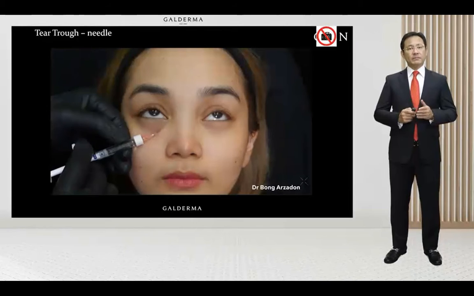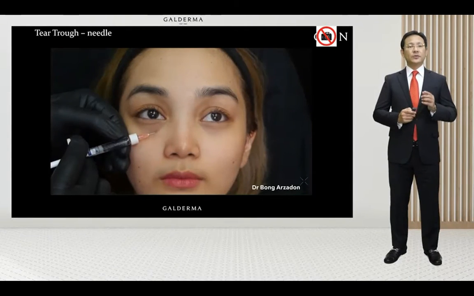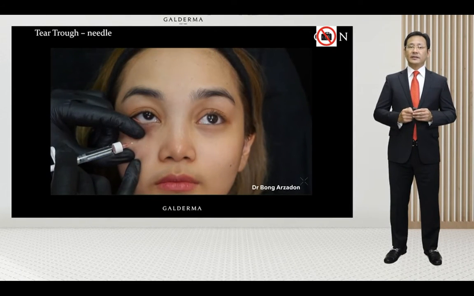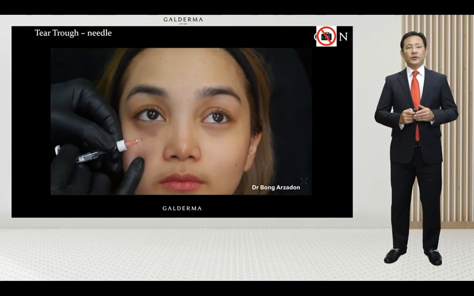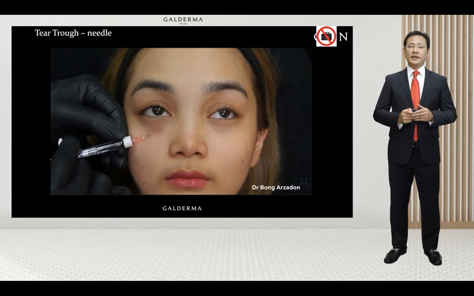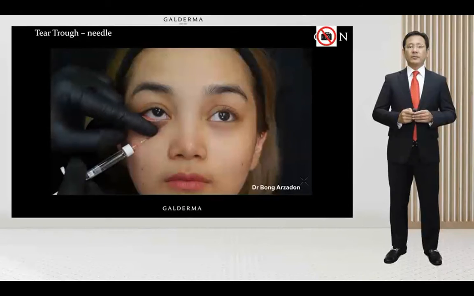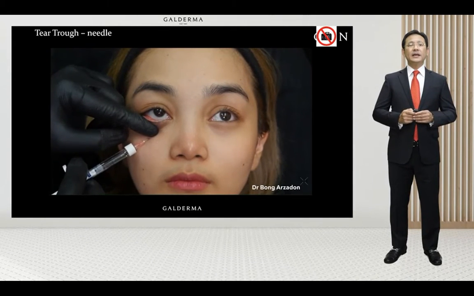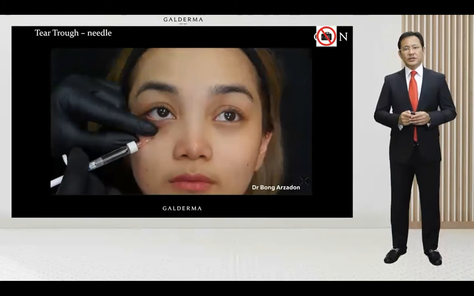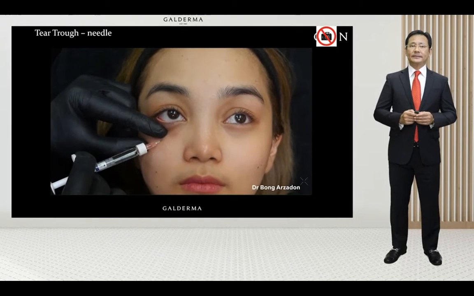I always use my best judgment in approximating the amount injected through direct visualization. The amount that I inject in the middle tear trough deformity varies from 0.2 to 0.3 ml. Then, I proceed to perform my second puncture, filling the middle hollowing of the tear trough deformity. I usually inject anywhere between 0.1 to 0.2 ml of Restylane.